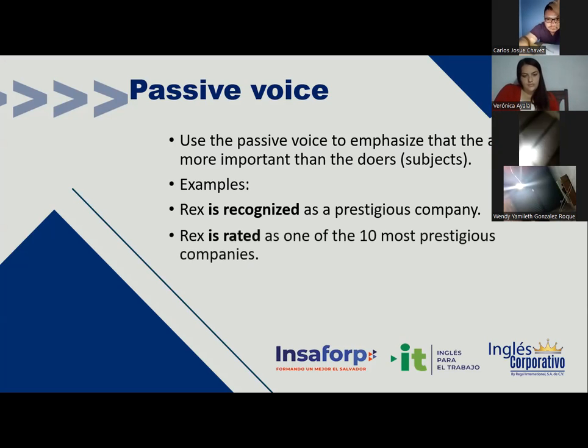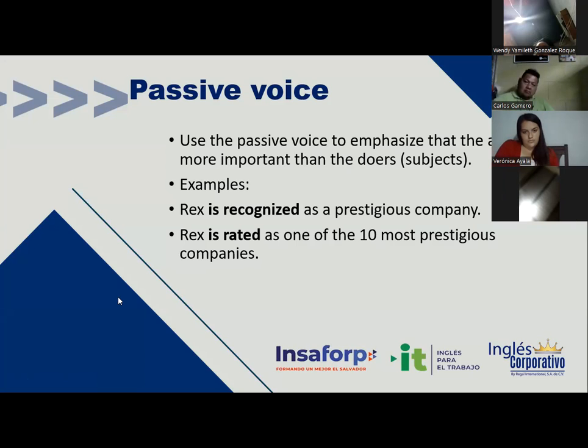All right. Next example. Wendy, help me out, please. Rex is rated as one of the 10 most prestigious companies. Ah, okay, very good. Rex is rated as one of the 10 most prestigious companies, right? Si ven ahí, tenemos igual el verbo to be y el verbo principal con pasado participio, all right?